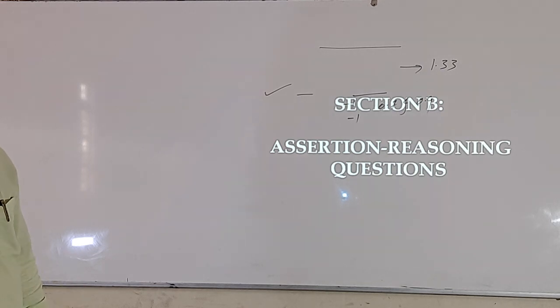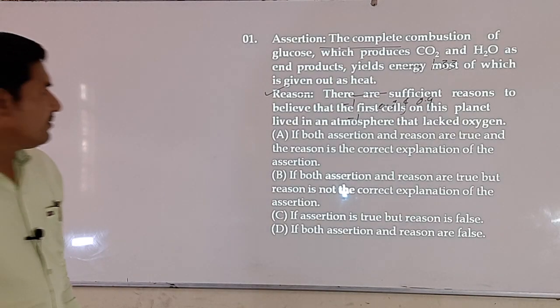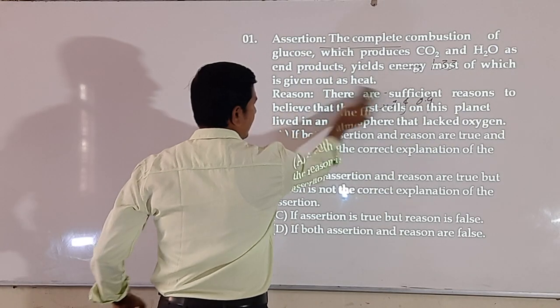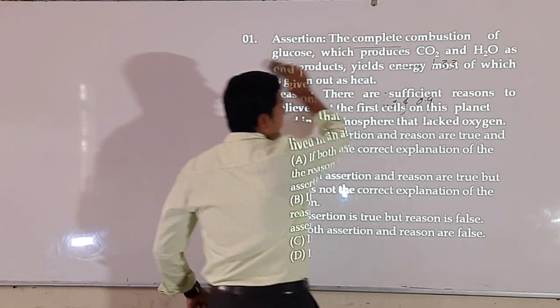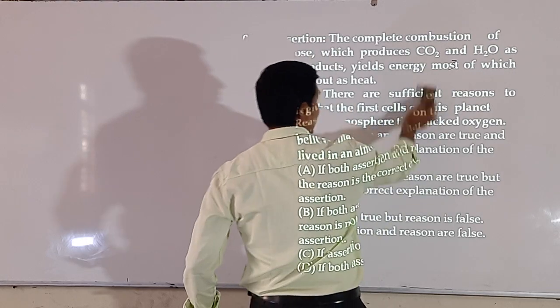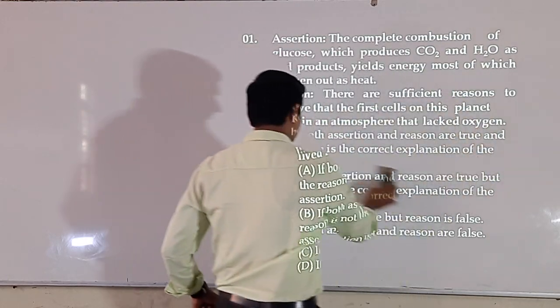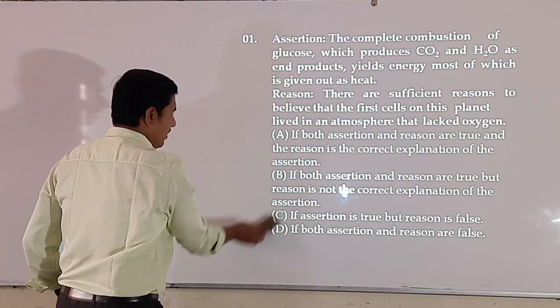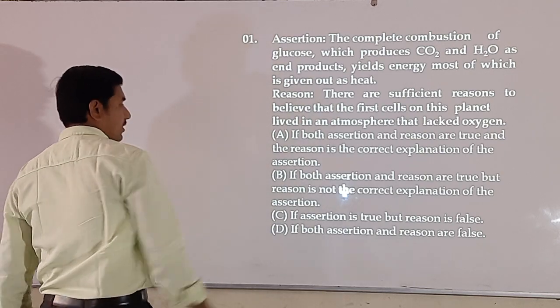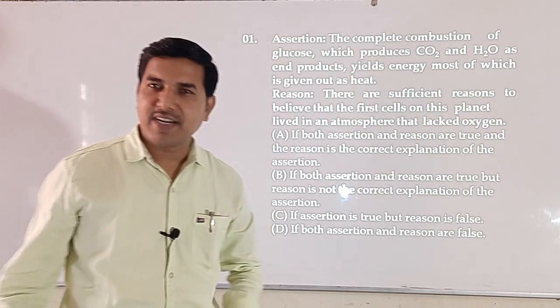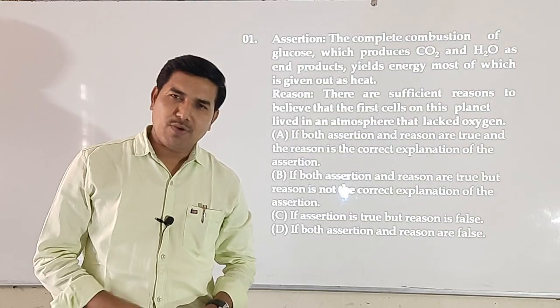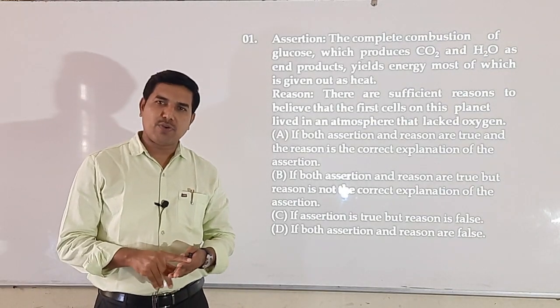Okay, in the next part we have assertion and reason type of question. Question number 1 in assertion and reasoning type. Read the question and look at the options. We have the 4 options in assertion and reasoning type of question, as we usually know.